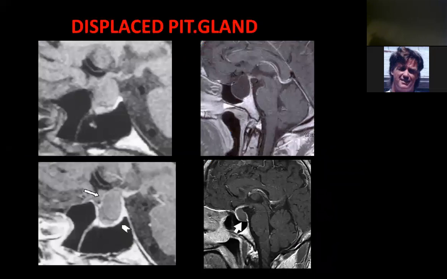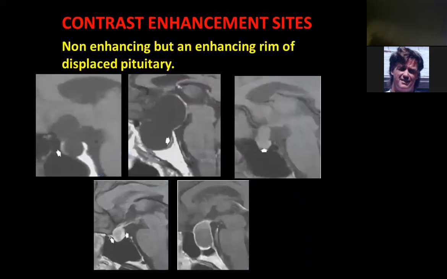So the displaced pituitary gland is here. It's here. It's here. And maybe this is the cause of some contrast enhancement. So when you see contrast enhancement, it's because you are seeing contrast enhanced pituitary gland being displaced. The cyst itself usually does not enhance, but an enhancing rim of displaced pituitary may be seen.